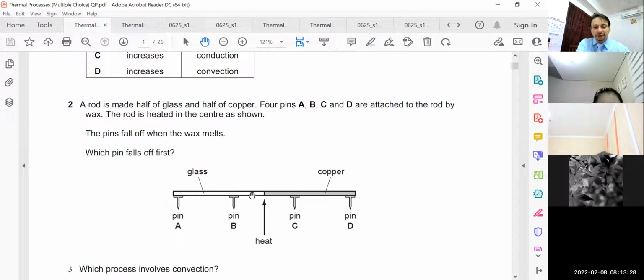Now you can see that the heat is provided at the center. When the heat is provided, copper is a good conductor. So the heat will transfer faster to the right hand side as compared with the left hand side. So in the right hand direction we have pin C first, which is attached there by wax. As the heat is transferring faster in the copper, the wax will melt and that's why pin C will fall down. So here the answer is C, children, and I have given the explanation why it is C.